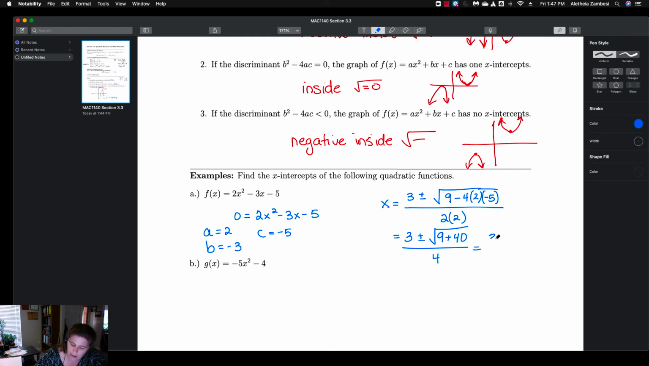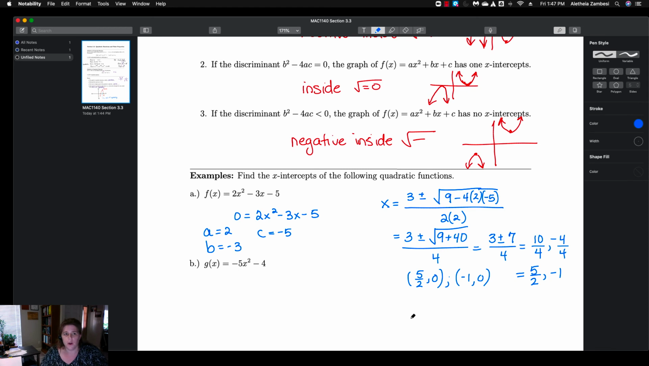All right, 3 plus and minus the square root of 49, which is 7, over 4. So 3 plus 7 gives me 10 over 4. 3 minus 7, negative 4 over 4. So our zeros simplify to 5 halves and negative 1. Now, if I am asked for that in ordered pair form, then the answers are 5 halves and 0, and negative 1 and 0.